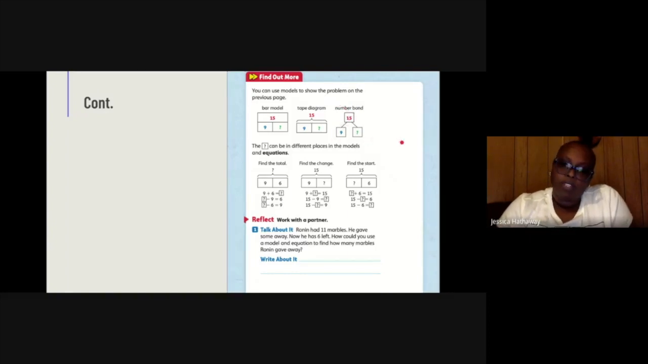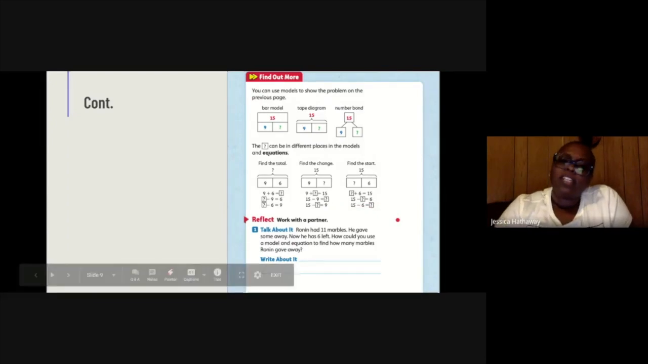Okay, the question mark can be in different places in the models and equations. There's that vocabulary word again. So you can find the total, you can find the change, you can also find the start. So make sure you pause here and look through and see what you see differently through each section.